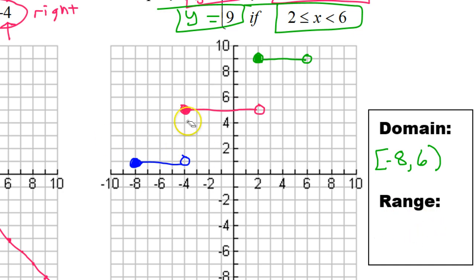There are no y values in between here, and there are no y values, the 6, 7, 8, there are no y values in here. In fact, this whole graph only has 3 y values. And they are 1, all this blue stuff is at 1, and then 5, and then 9. Those are the only y values in this graph. So you just list them and use braces like that.